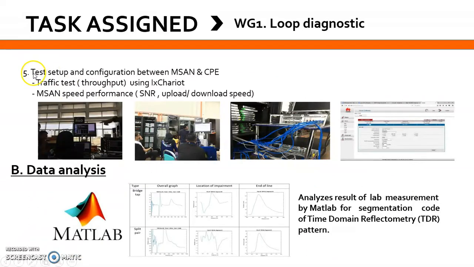And then next, I got involved with the test setup and configuration between the MSAN and CPE. MSAN refers to a multi-service access node, and the CPE is for the laptop as well. And I got to know how to do a traffic test for the throughput using iChariot, and I was able to analyze some MSAN speed performance, for example the SNR, signal to noise ratio, and upload and download speed.